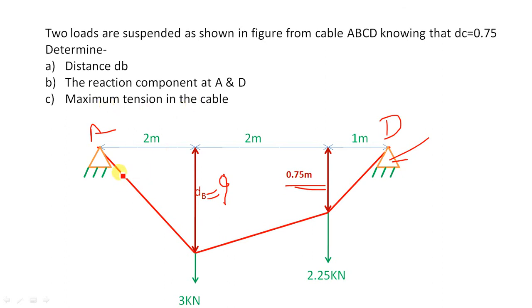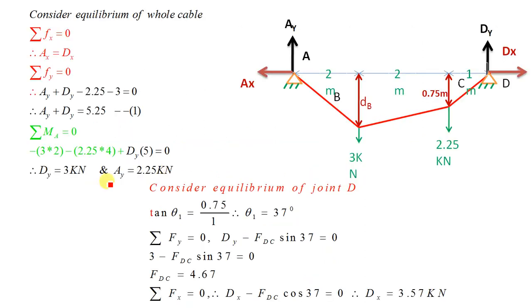Maximum tension in the cable we have to find out. We can find this angle theta, or just find dy and ay, and from that we can also find the maximum tension in the cable. Now consider the equilibrium of the whole cable. Here I have considered the equilibrium of the whole cable. I have replaced the supports by these reactions, dx and dy, ax and ay. So write down the equations of equilibrium. Summation of Fx is equal to 0. So you will get ax is equal to dx.